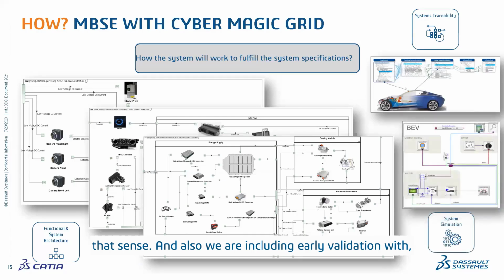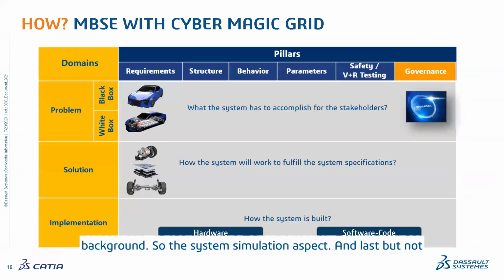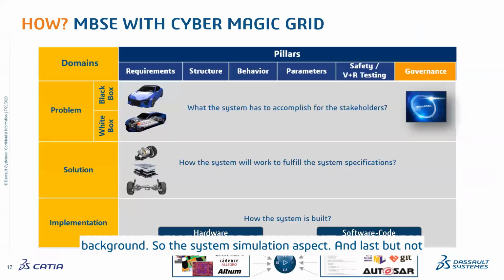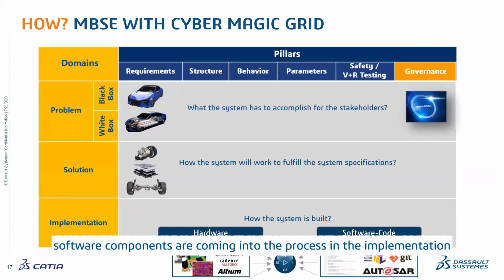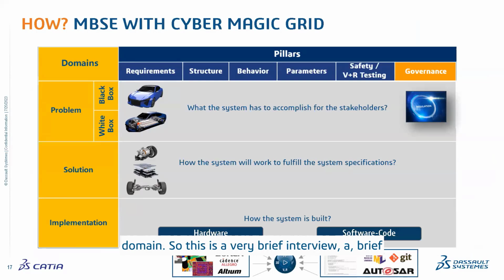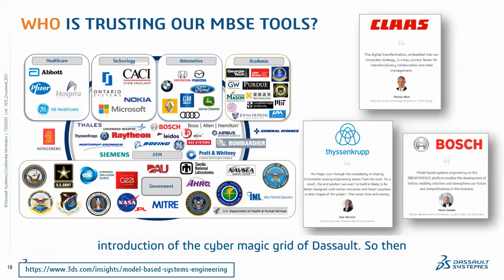And also, we are including early validation with simulation of the system level, for example, as it can be done in Daimler with the Modelica language in the background. So the system simulation aspect. And last but not least, as I mentioned before, the hardware and the software components are coming into the process in the implementation domain. So this is a very brief introduction of the cyber magic grid of Dassault.